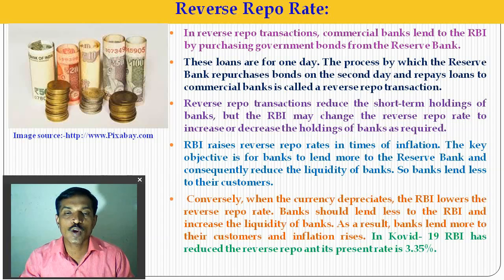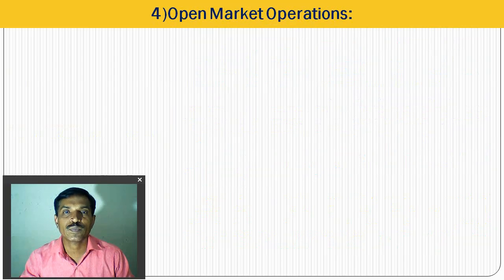Conversely, when the currency depreciates, the RBI lowers the reverse repo rate. The banks lend less to the RBI and the liquidity of banks increases. As a result, the banks lend more to their customers. In the COVID-19 pandemic situation, RBI reduced the reverse repo and at present it is 3.35%.